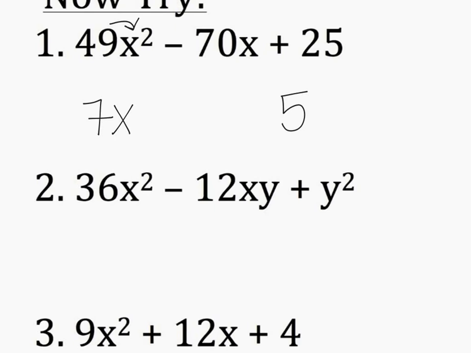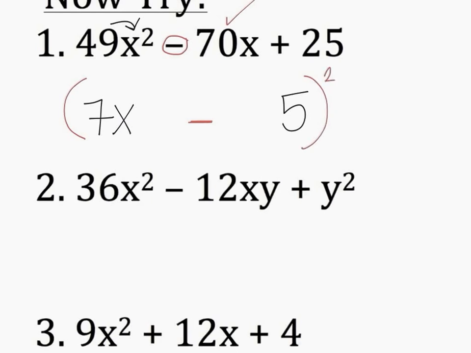So, second rule, check. I was able to square root 49. I was able to square root 25. Now I need to check if the middle term satisfies the pattern. Now multiply 7 times 5, so that's 35. Then double it. 35 times 2 is a 70. Check. So then I'm done. I use the sign of the middle term, put it between the two terms 7x and 5, put parentheses around them, and then put 2 on top.